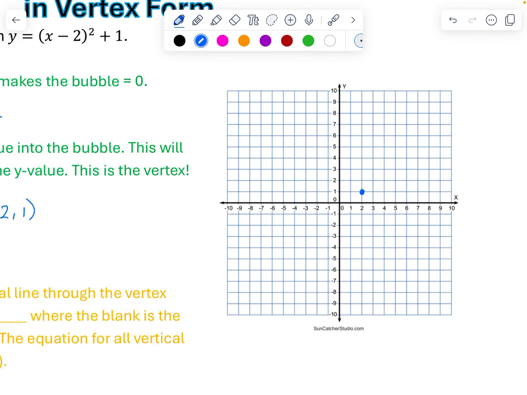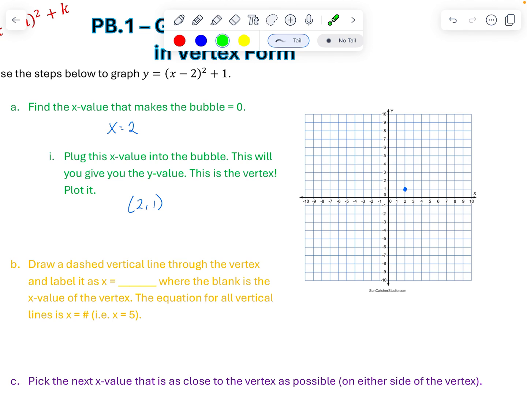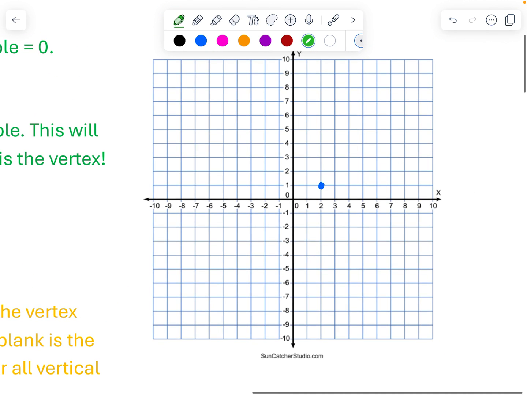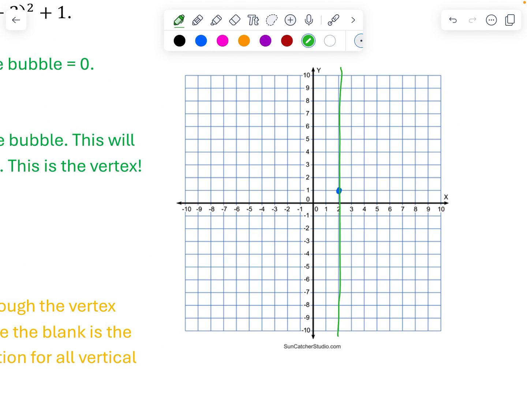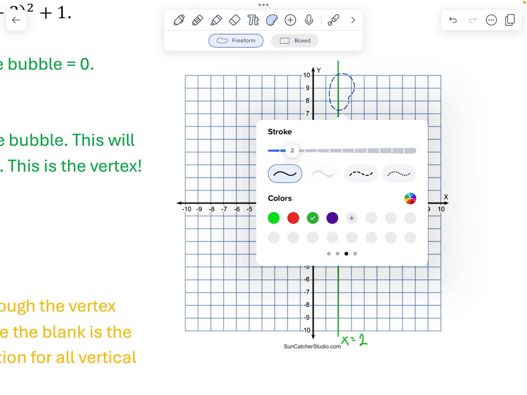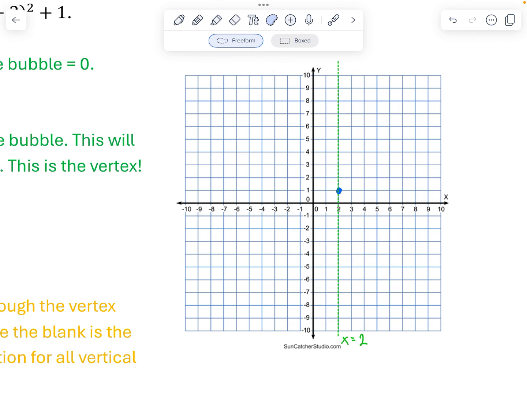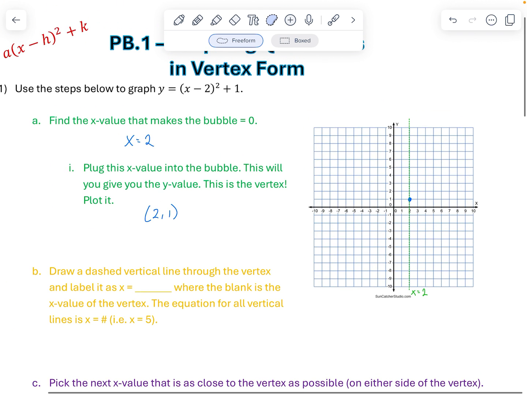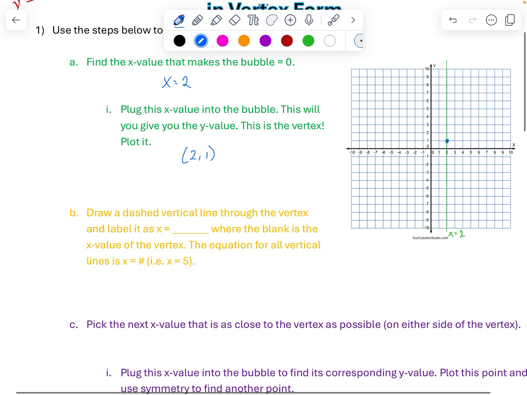So that's our highest or lowest point. We should know, because there's no negative in front of here, that this parabola is going to open upward like this. And so this is going to be our lowest point. We're again going to draw the axis of symmetry as a dashed vertical line through the vertex, and we label it x equals 2 in this case. Okay, and that's our axis of symmetry. So any other point we find, we can just reflect it and find another point on the other side.